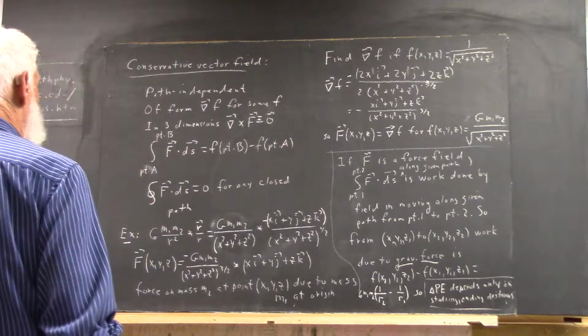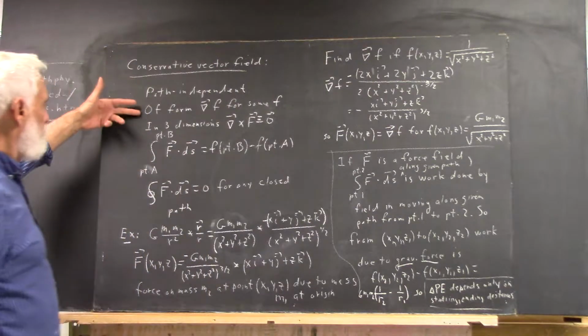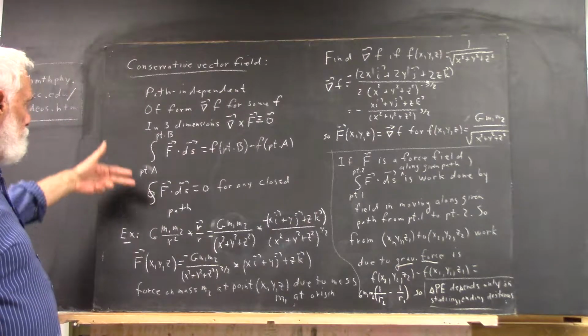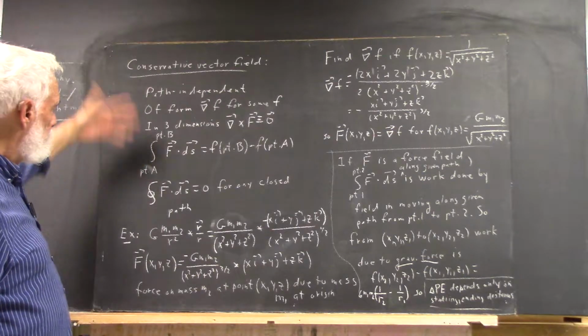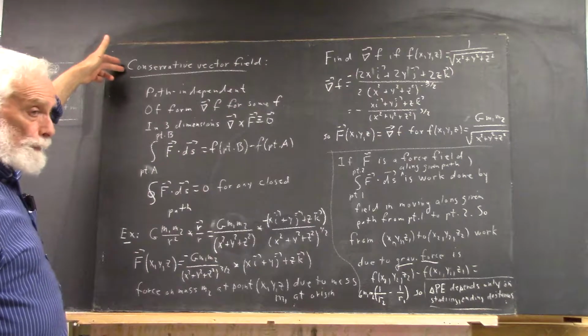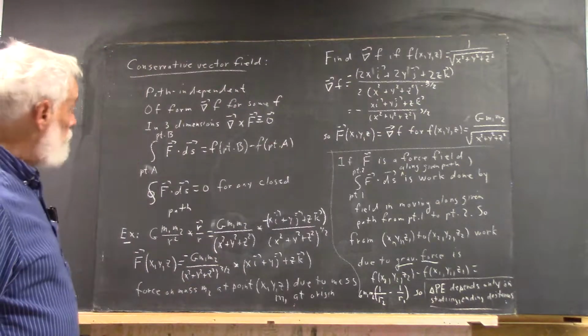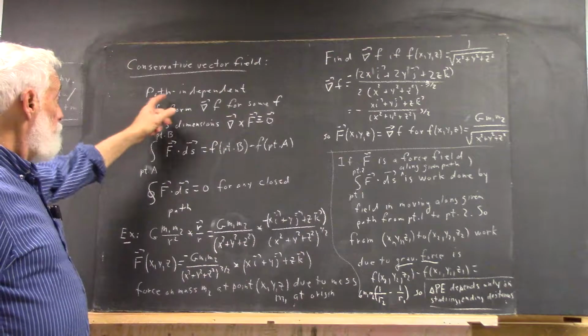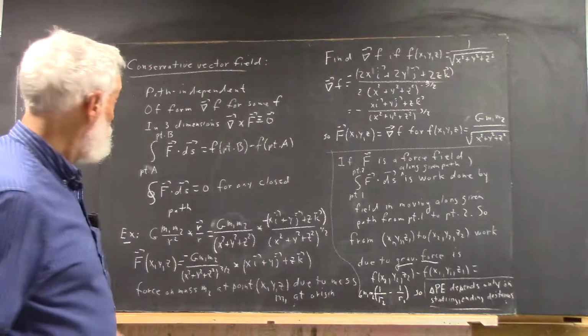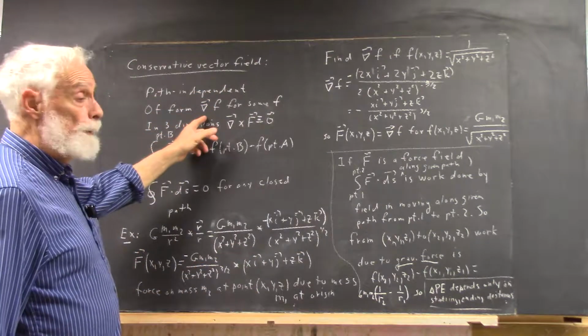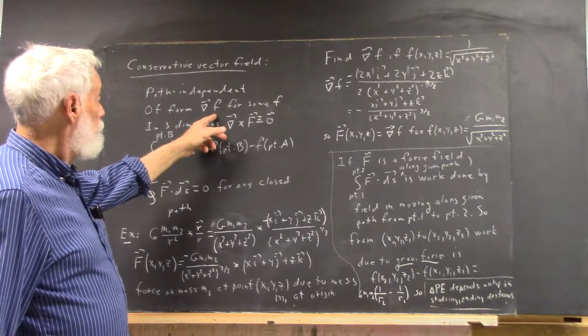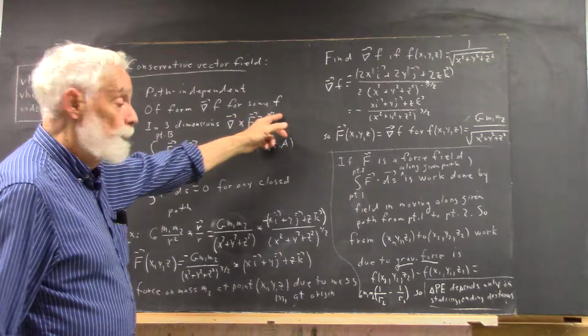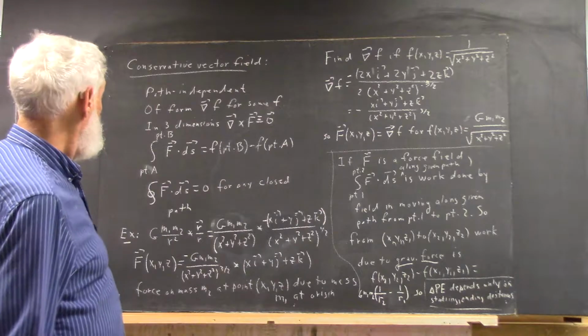A conservative vector field is a vector field with any of the following characteristics. And any of these characteristics, including the fact that the vector field is conservative, is equivalent to any of the others. Okay? One is that it's path independent. We'll see what that means. One other is it's of the form del f for some f. It's a gradient of some scalar function f.